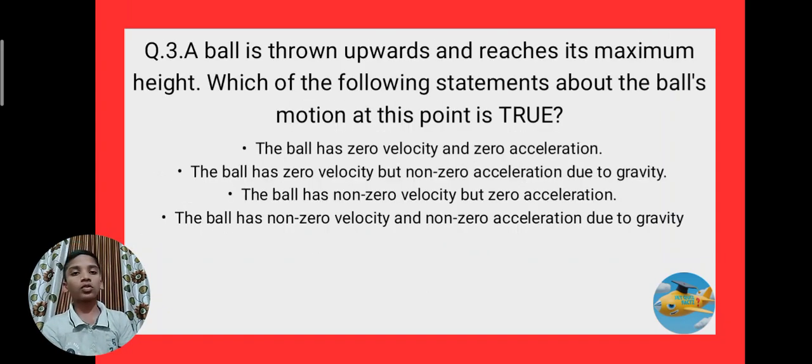Our third question for today is: a ball is thrown upwards and reaches its maximum height. Which of the following statements are true about the ball's motion at this point? This is a situation-based question. Option number 1, the ball has velocity and zero acceleration. Option number 2, the ball has zero velocity but non-zero acceleration due to gravity. Option number 3, the ball has non-zero velocity but zero acceleration. Option number 4, the ball has non-zero velocity and non-zero acceleration due to gravity. Your 5 seconds starts now.